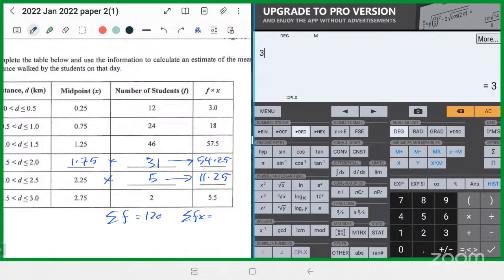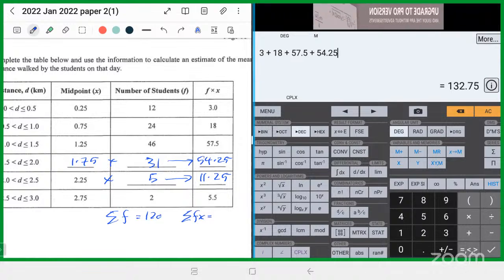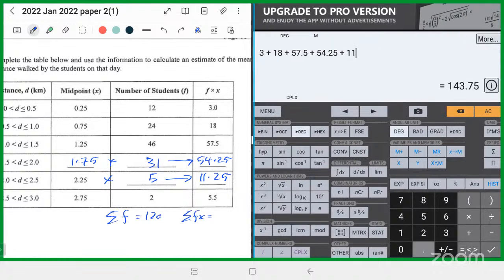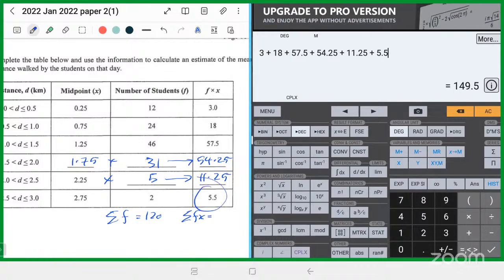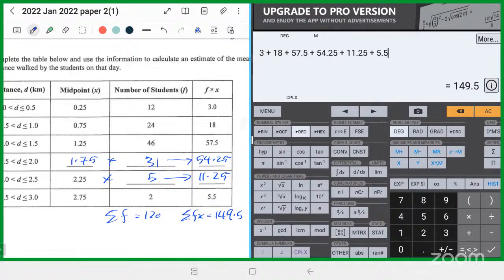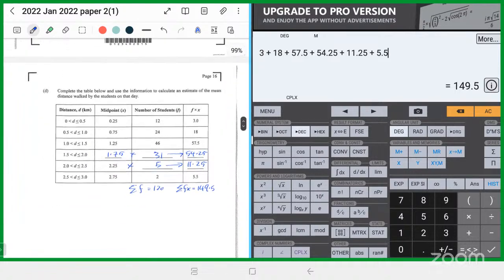Total distance. So it's 3 plus 18 plus 57.5 plus 54.25 plus 11.25. That's 144 flat. Let's check that. Or I didn't add this last one, plus 5.5. So I almost gave it away. 3 plus 18 plus 57.5 plus 54.25 plus 11.25 plus this 5.5. That is 149.5.